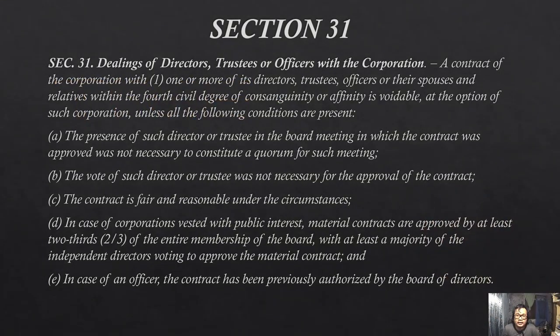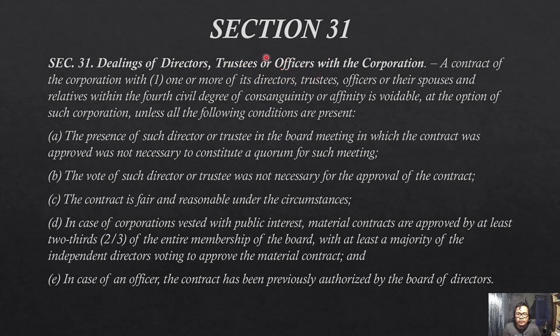Okay, so let's continue. Nag-hilamos ako ng mukha para magising-gising rin ako. So, last four sections of Title 3. Now, Section 31. Section 31 talks about dealings of directors, trustees, or officers, take note, with the corporation. Meaning, it is a transaction involving the corporation and the director, trustee, or the officer. So, transaction between them.